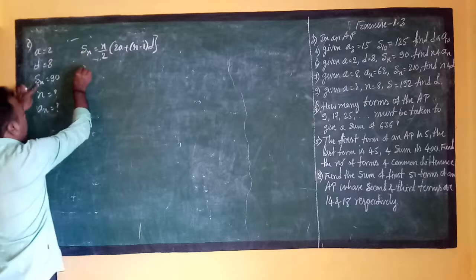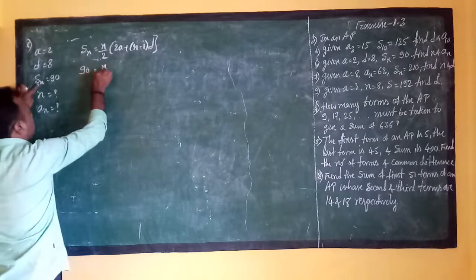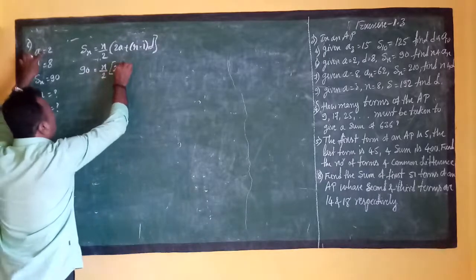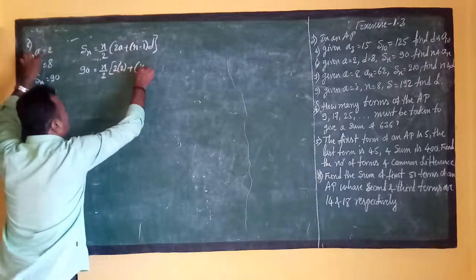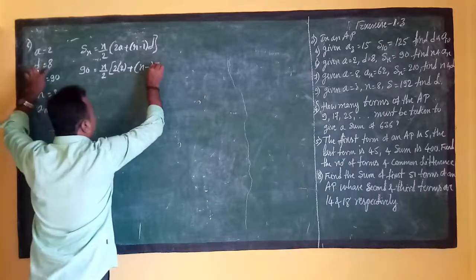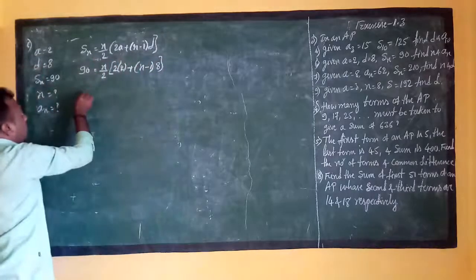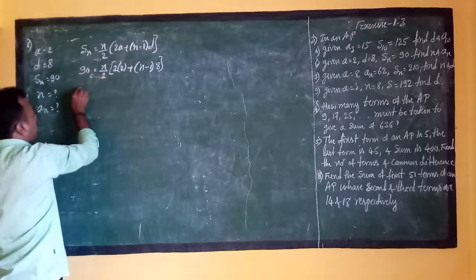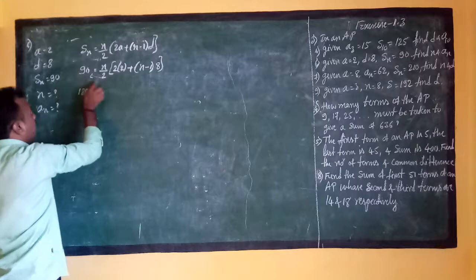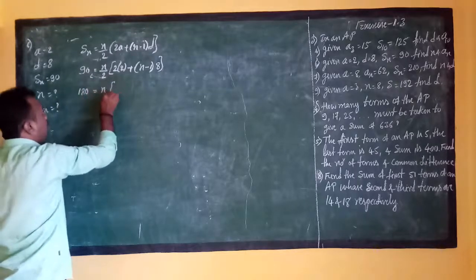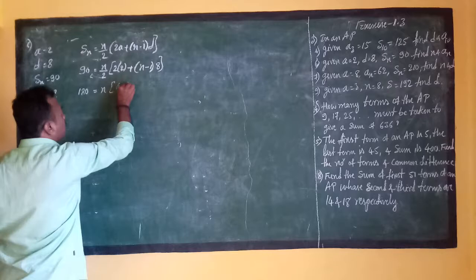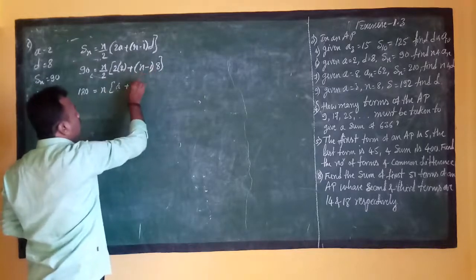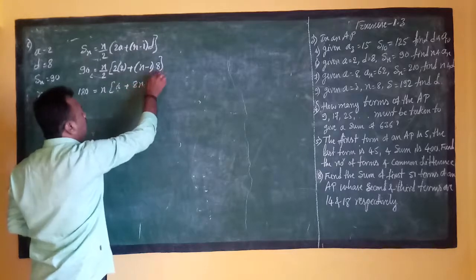Sn is equal to 90. It is equal to n by 2 into 2 times A, A means 2, plus n minus 1 into D, D means 8. Next, we have to cross multiply: 2 into 90, 180. It is equal to n into 2 2s are 4 plus n minus 1 into 8, 8n minus 8 into 1, 8.